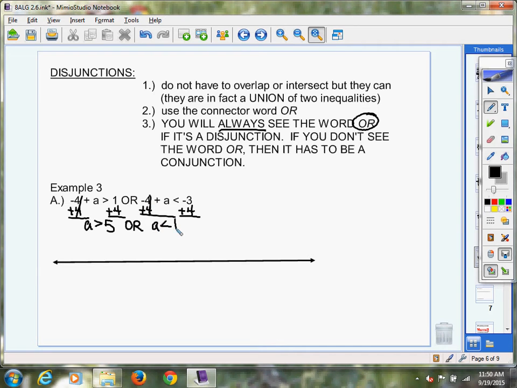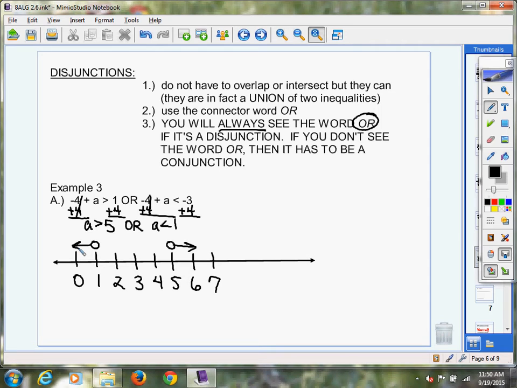Okay, so let's get this graphed. We need to get at least 1 through 5 on there. 0, 1, 2, 3, 4, 5. All right, and then let's start with the first one. A is greater than 5. We're going to do an open circle, arrow to the right. That's all the numbers that are bigger than 5. And then a less than 1, we're going to start at 1, do open circle, arrow to the left. And those are all the numbers that are less than 1.